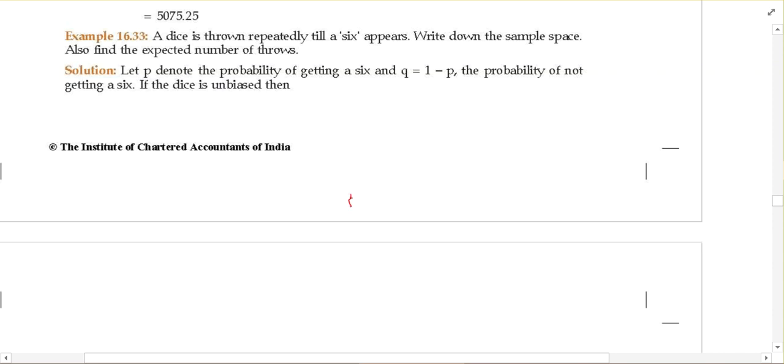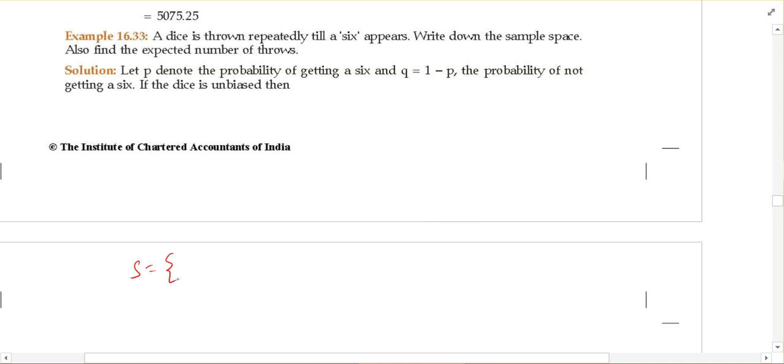Let us denote the probability of success by p, and the probability of failure by q. So q is equal to 1 minus p. The probability of getting 6 in one throw is 1 by 6, and not getting it is 5 by 6. So what will be the sample space?